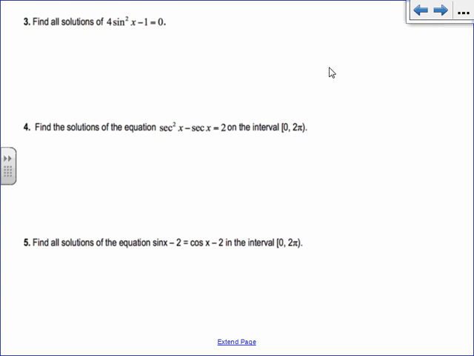Shh, guys. All right, number 3. So you can do this one a couple different ways. The first thing that you could do is add the 1 over and divide by 4.